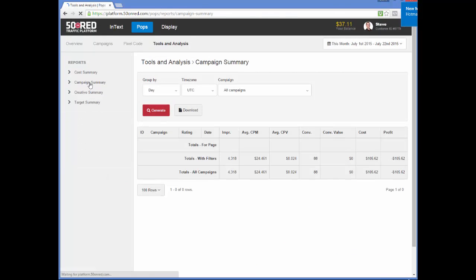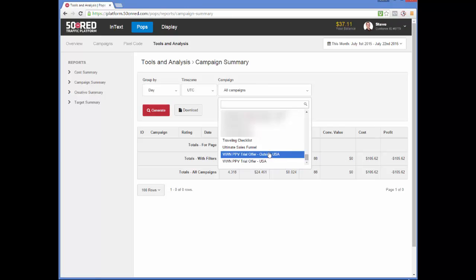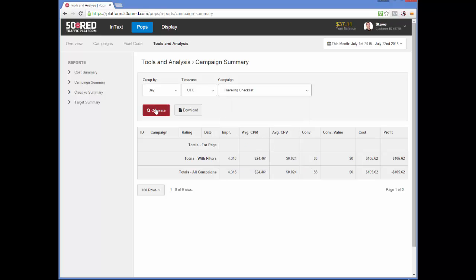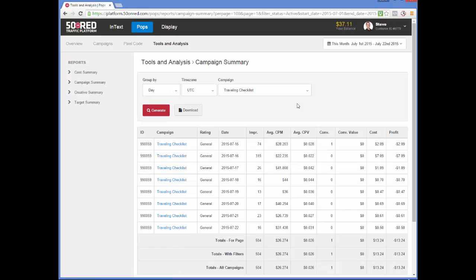Here we can go to our campaign summary. We can actually choose which campaign we want to run a report on. So if we wanted to do our traveling checklist, I just scroll down and hit that, show it by day. You can break it down however you want it, by hour of day. Let's just keep it at day, generate it. So now each day, this was our traveling checklist and our impressions, our costs, our conversions. It gives the date here. It's sorted by date right now.